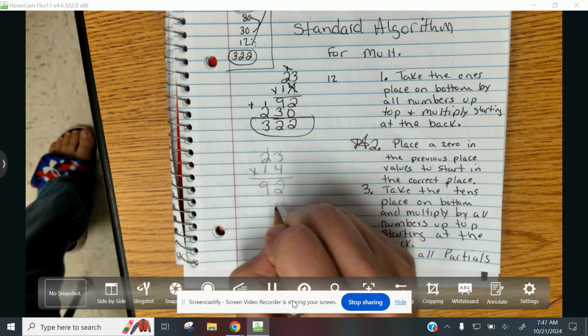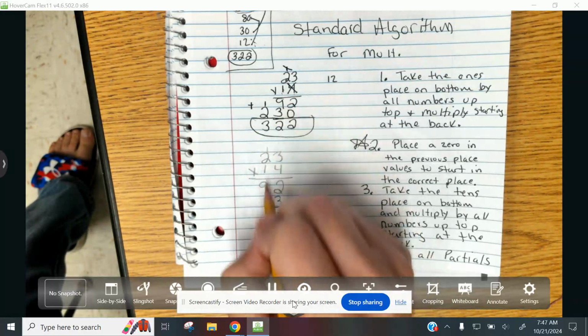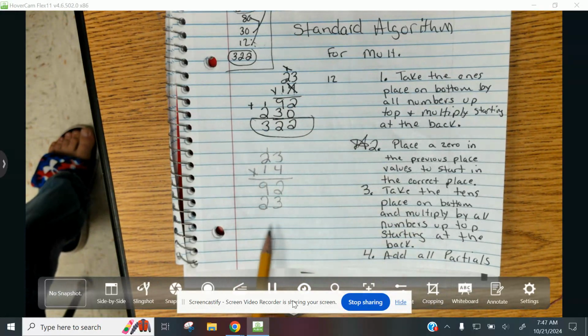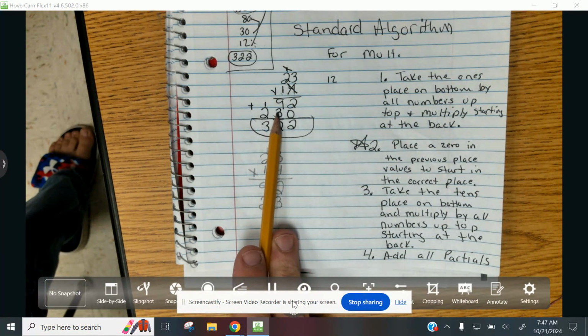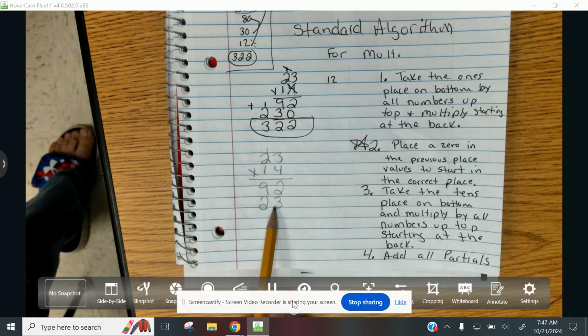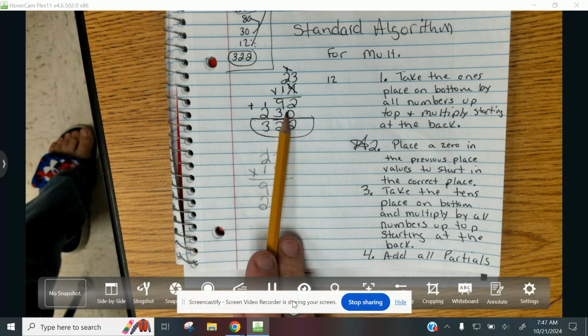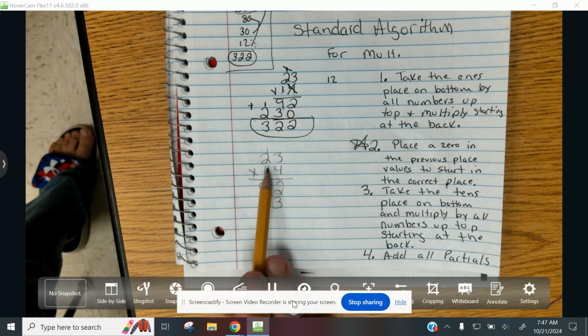1 times 3 is 3. 1 times 2 is 2. Look, I have the number 23 when I should have 230. What can you tell me about those two numbers? They're 10 times bigger or smaller, however you want to look at it. This number is 10 times smaller than this guy. Why? Because you didn't start in the right place value. When you multiplied 1 times 3 and put it here, you made this 1 worth 1 when he's really worth 10. So you have to start in the right place value.